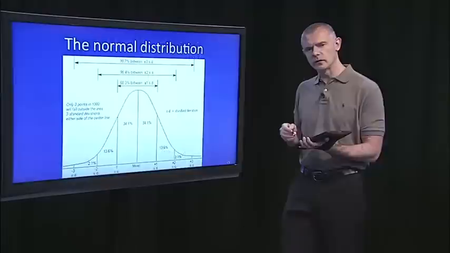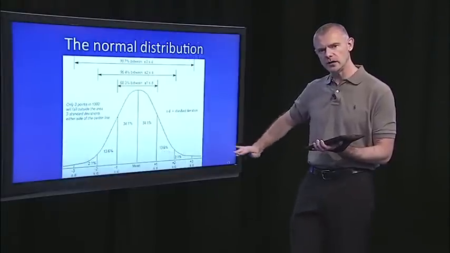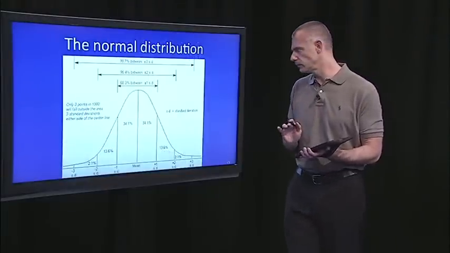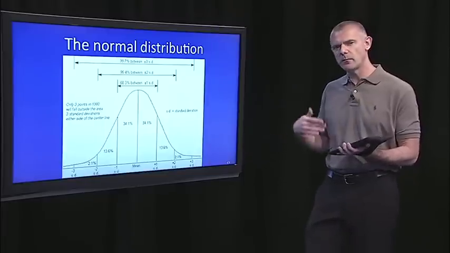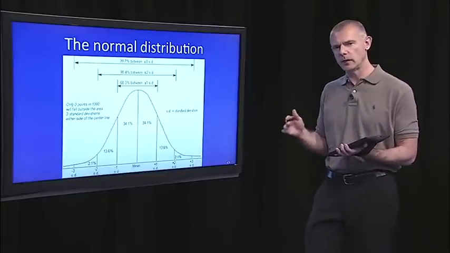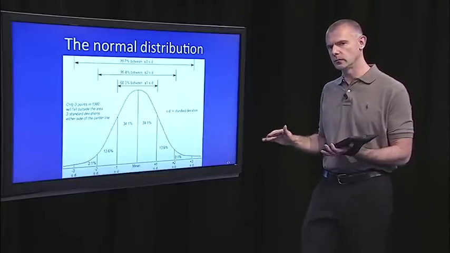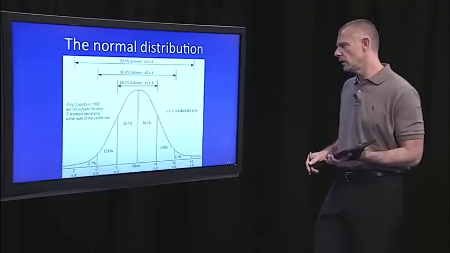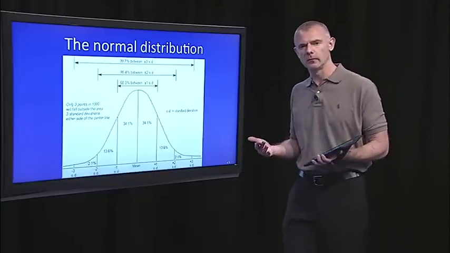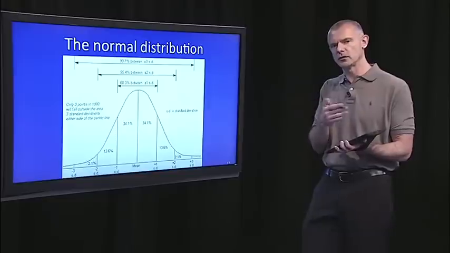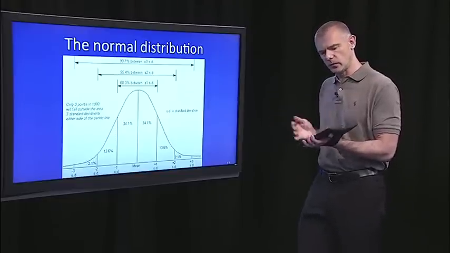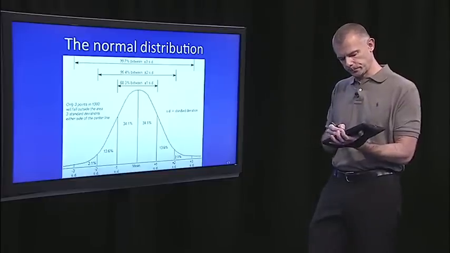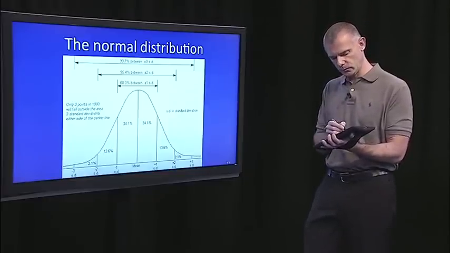This distribution is also standardized into a Z distribution, which I'll get to in a minute. The point of this graphic is to show that if we have a perfectly normal distribution and it's standardized into Z units, then we know a lot about the distribution. We know what percentage of scores fall in certain segments or intervals of the distribution. And that will be important as we move to inferentials.